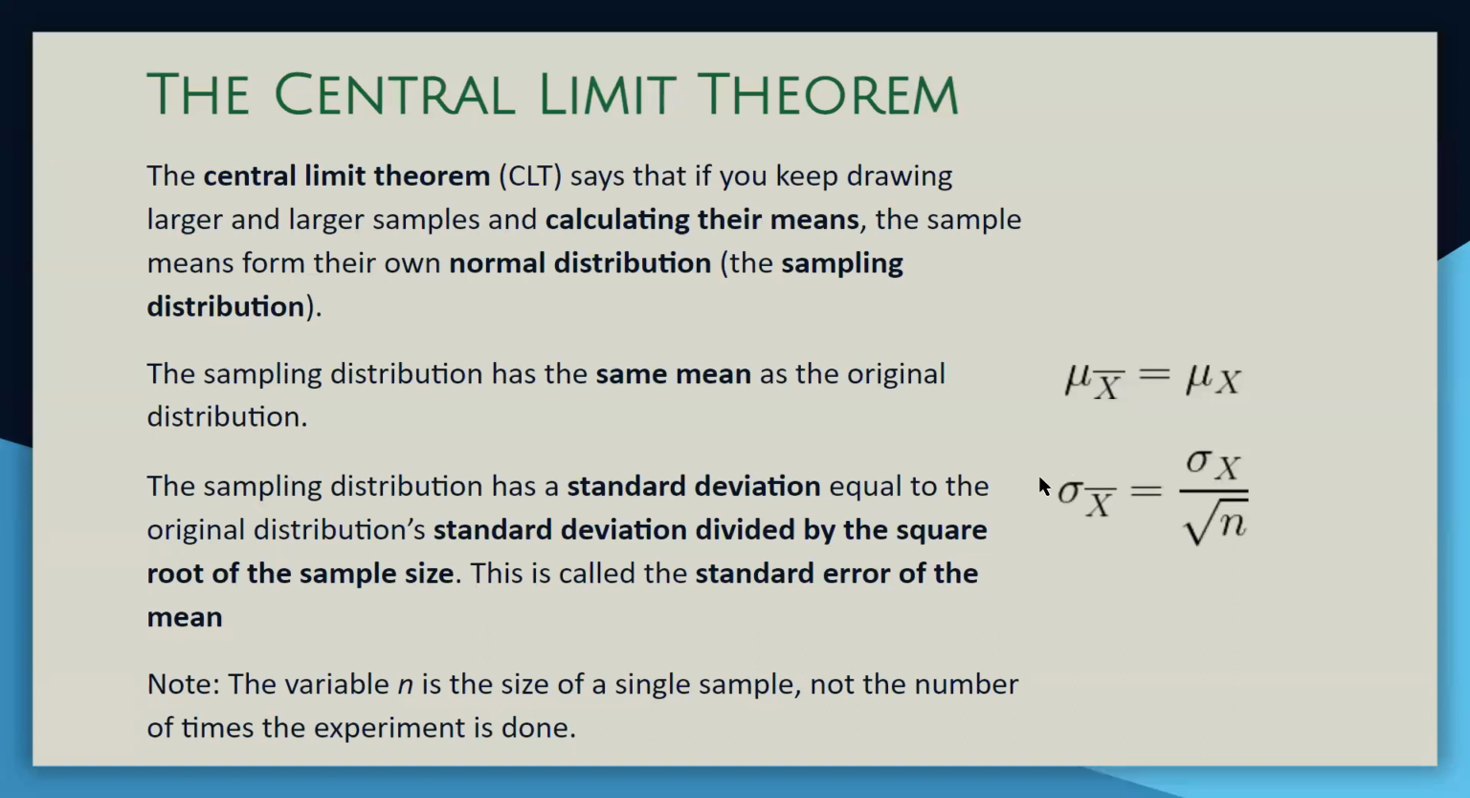So sigma sub x bar is the standard deviation of the sampling distribution, and it's also called the standard error of the mean. And we calculate it by taking the original standard deviation and dividing it by the square root of n. It's important to note that that n value is the size of a single sample, not the number of times we perform the experiment or the number of samples we collect. So we're going to collect lots and lots and lots of samples, but I'm only interested in the size of a single sample.